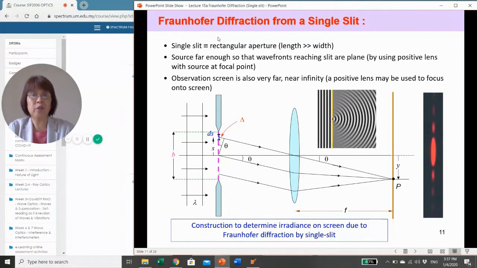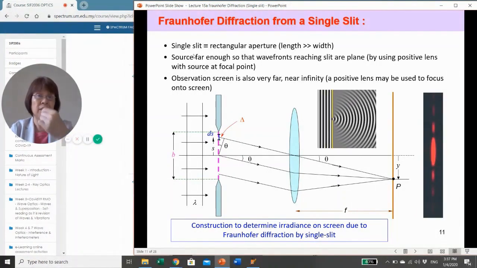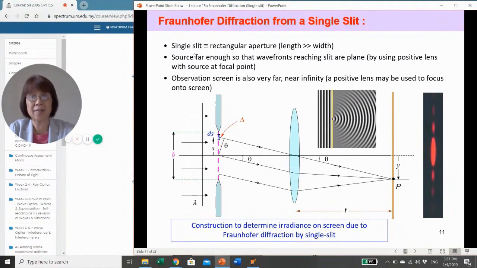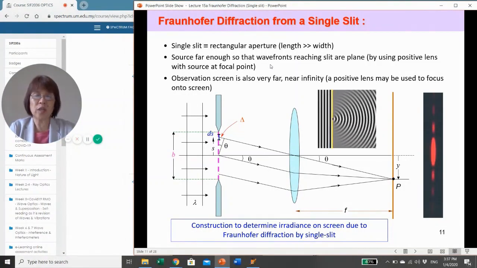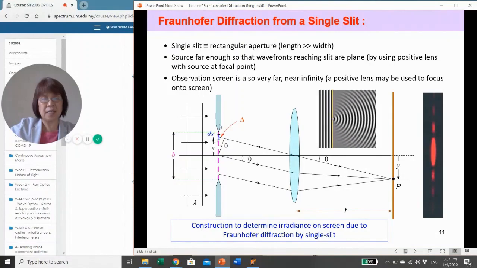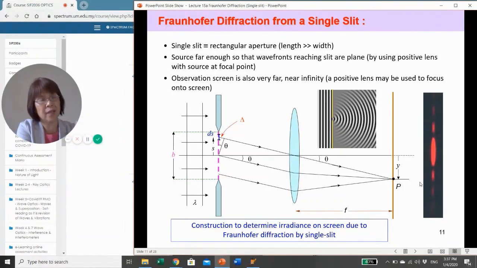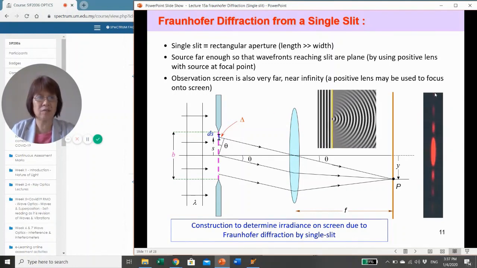We'll go into Fraunhofer diffraction from a single slit. When we say single slit, it is usually a rectangular aperture, but the length of that rectangle is very long compared to the width, so we call it a single slit. Here we take into consideration that the source should be far away so that the wavefronts reaching this slit are plane. That's one criterion. One more criterion is that the observation screen has to be very far, near infinity, but that would be impossible for us to view. So what we do is put a positive lens to focus it to the screen, and you'll find that even with the lens, the angle will not be affected.